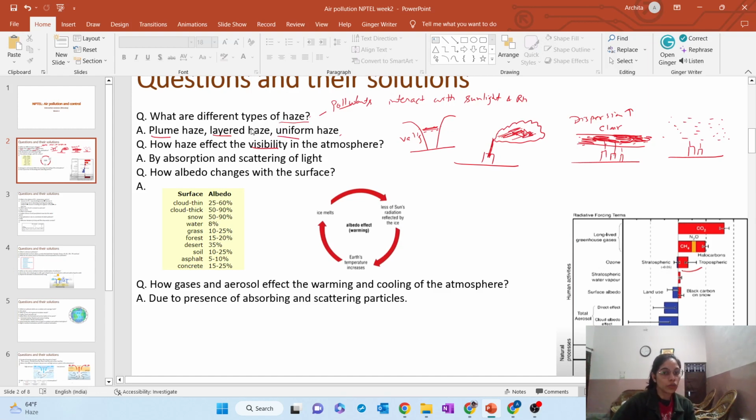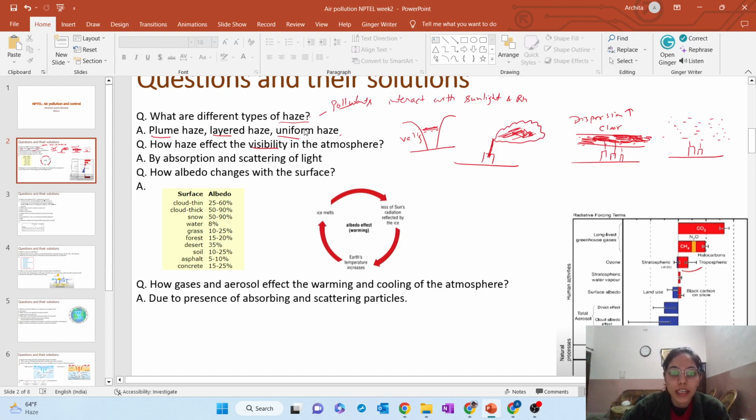Now, how does this haze affect the visibility of the atmosphere? That is the second question that we are going to address. Haze is nothing but particles interacting with the sunlight and humidity, and they make this sort of structure which reduces the contrast, or which reduces the visibility.